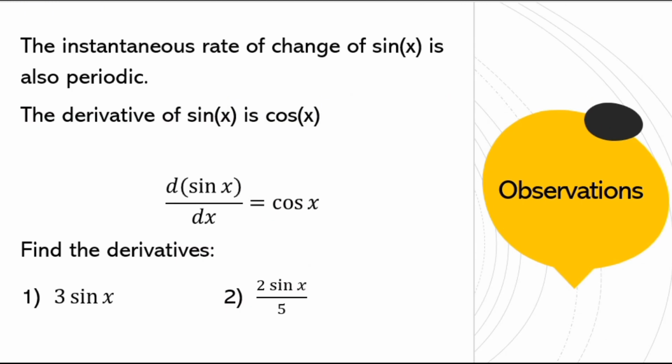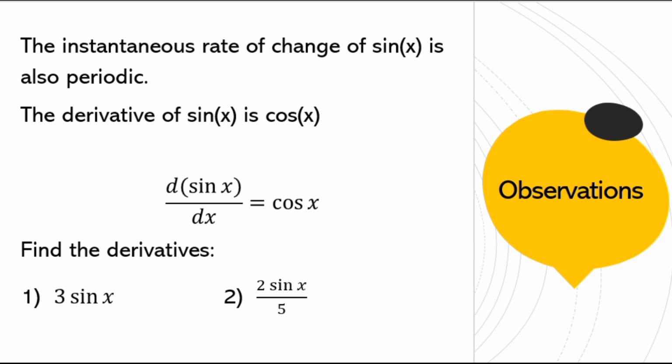So what did I learn? I learned that the derivative of sine x is cosine x. So there we go. Sweet and simple. So if I ever want to find the derivative of a sine function, or sine x, let's keep it simple now, I know it's going to be cosine x.